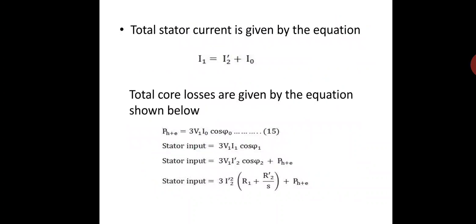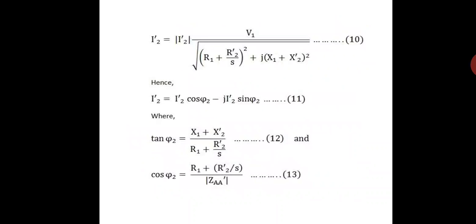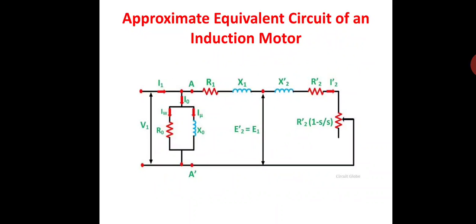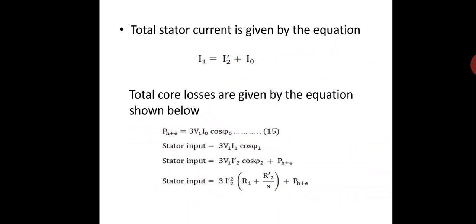So from the approximate equivalent circuit we can write the stator current. After transformation we can write I1 equal to I2' plus I0. Here from this equivalent circuit we can write I1 equal to I0 plus I2'. At this point A, the current I1 can be split into I0 and I2'. So from this equivalent circuit we can write I1 is equal to the vector addition of I0 plus I2'.